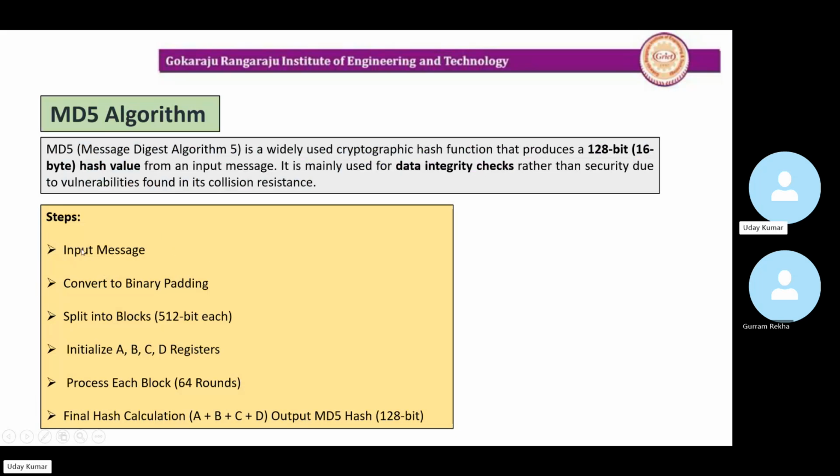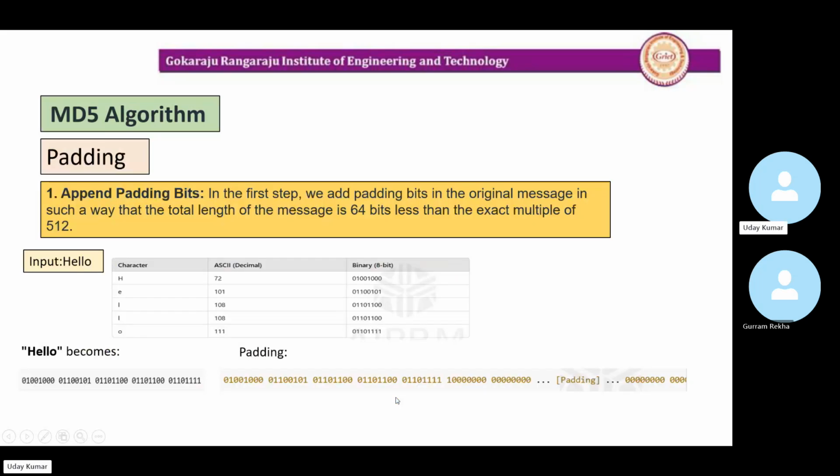So the steps are: you take the input message, convert that into binary and pad some bits to it, students, and then you split it into 512-bit blocks, and you initialize the ABCD registers. You transform these ABCD registers for about 64 rounds. Once you get the transformed ABCD registers, you just add them to get the MD5 hash, that is 128-bit. So let's see each step.